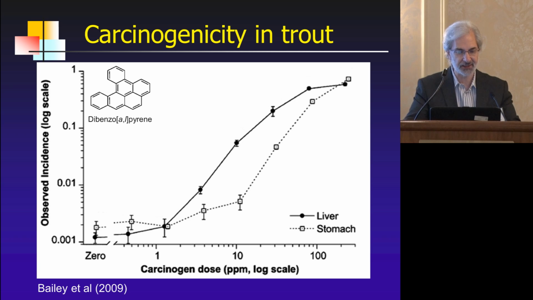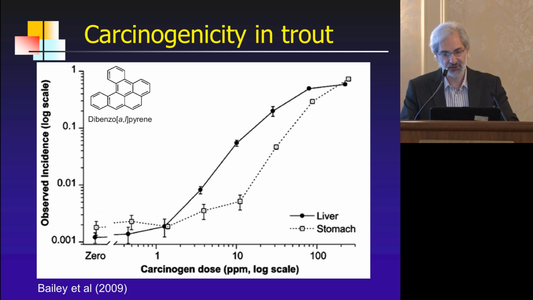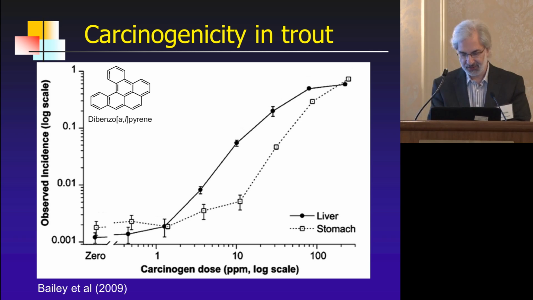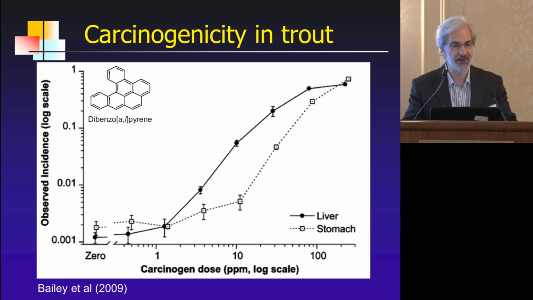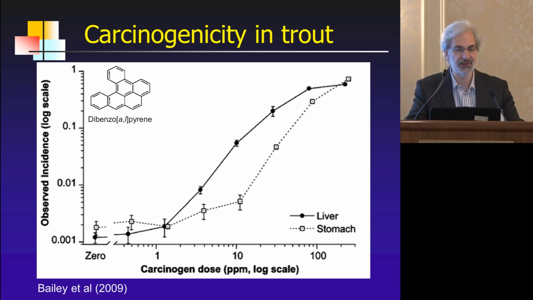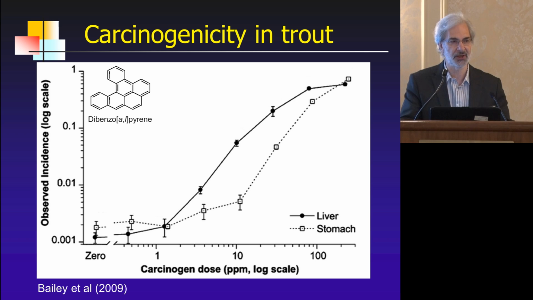And this was a group in Canada, Bailey et al., and it's the most recent of these studies. They used a polycyclic aromatic hydrocarbon, dibenzoylpyrene, and they looked at liver and stomach cancer. There are a couple of points. One is that the incidence level they got to was still at least tenfold above the 1 in 10 to the 5, which is the incidence level in humans we're trying to get to with the margin of exposure.